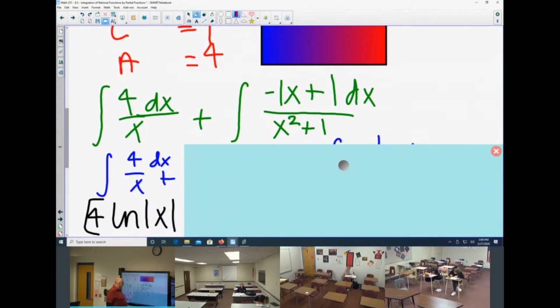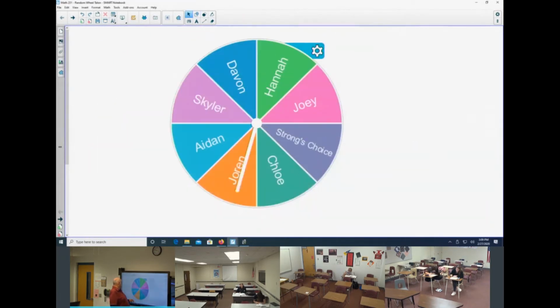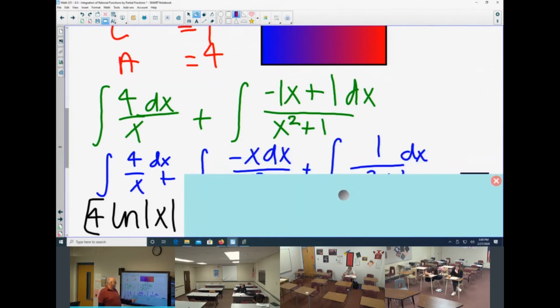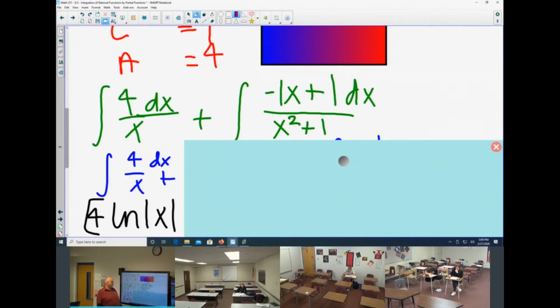All right, and let's see. Now let's pick on Hannah. How do I integrate this? Negative x plus 1 over x squared plus 1. There's an algebra trick here. Do you remember it? I do not. Anybody?